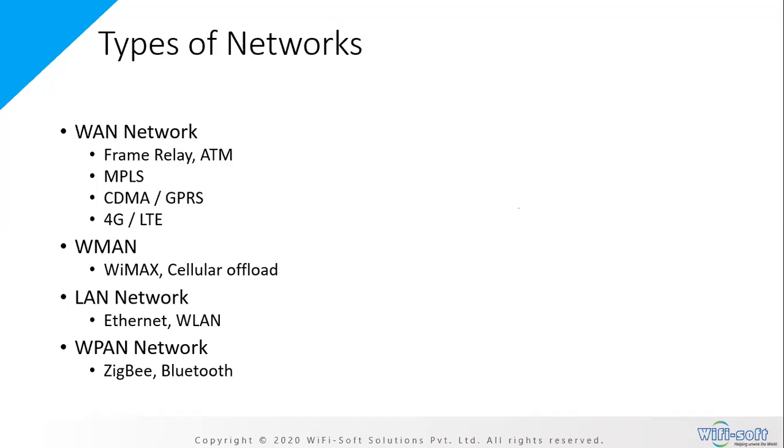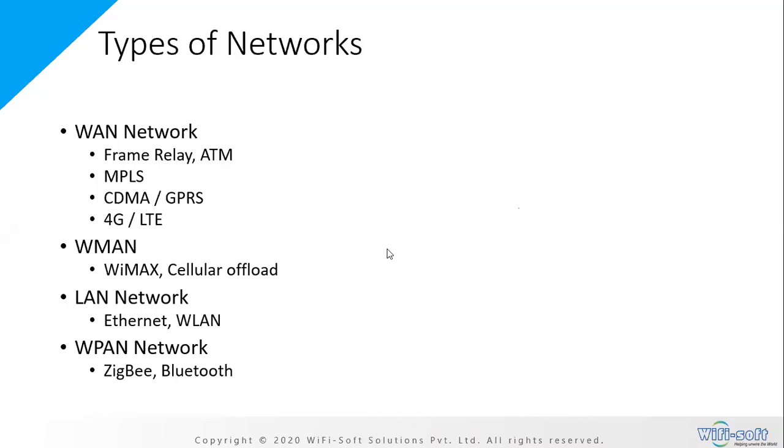Then there are something called metropolitan area networks, and W stands for wireless, so wireless metropolitan area networks. They are designed for, like WiMAX was a technology that was designed for a metropolitan area network earlier. It didn't succeed because LTE took over and so on. But nonetheless, Wi-Fi technology is used for metropolitan area networks these days, effectively as a cellular offload.